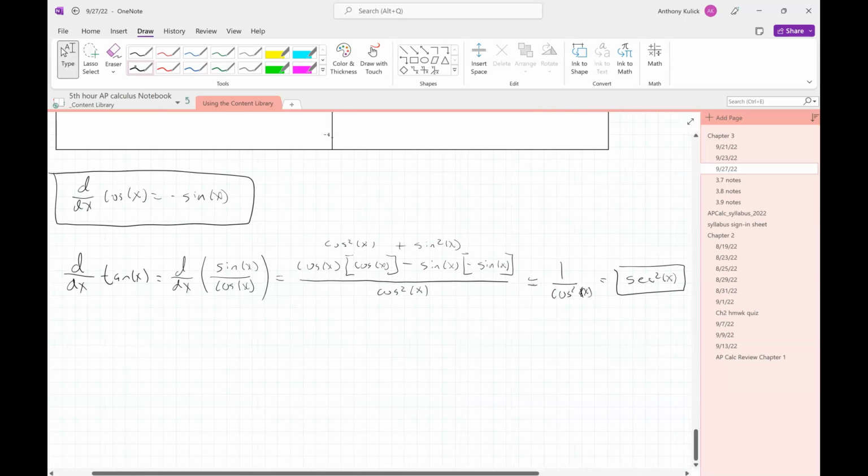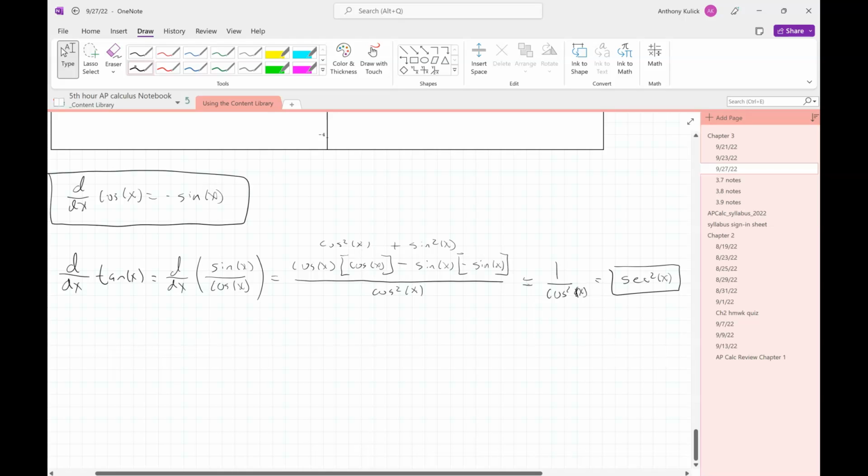Could I do this same method to find all the rest of the trig functions? Yeah, since I can differentiate sine and cosine, I can just rewrite each one of them in terms of sines and cosines and apply the quotient rule to differentiate any of them. Rather than doing that each time, let's just write them down, since you got the feel for what you would do. Sound good? All right.